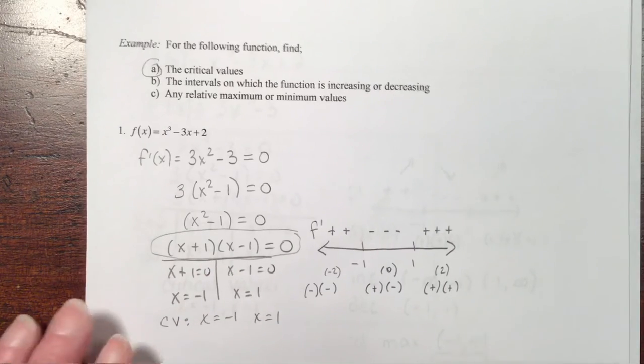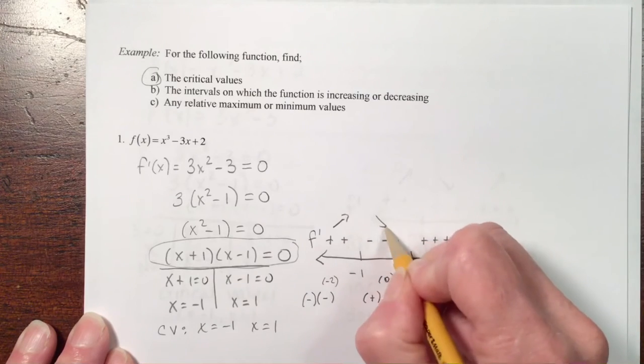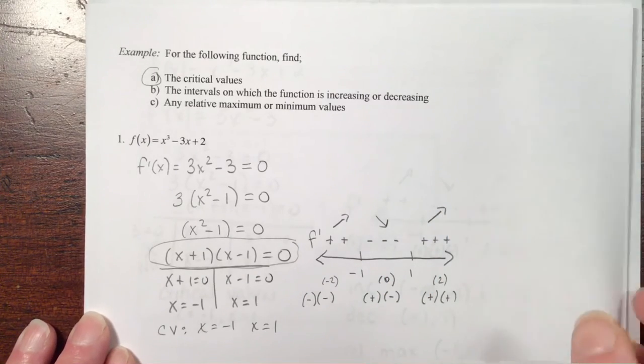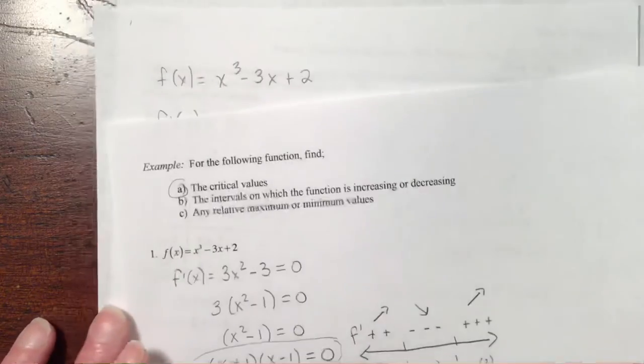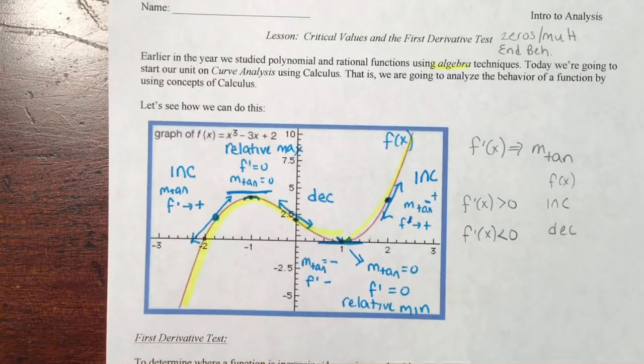Well, what does this mean? This means my function is going from increasing to decreasing to increasing, which, if we look at the example on the previous page, kind of matches what we saw in the original picture.